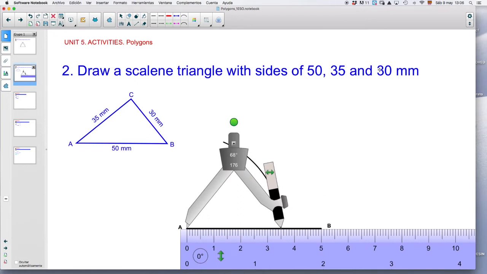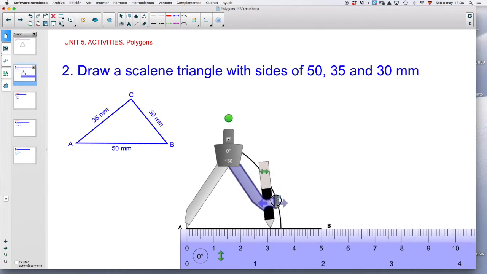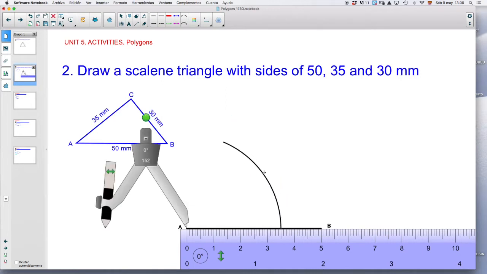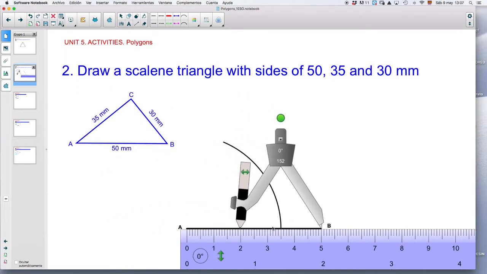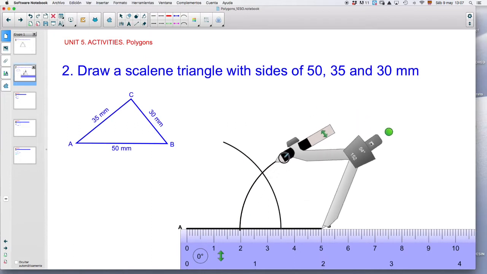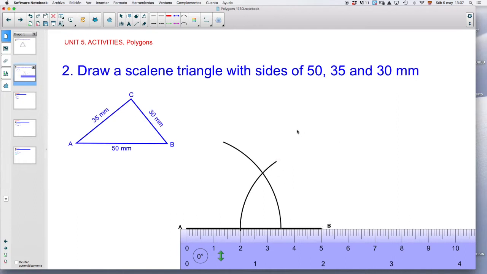Open your compass 30 millimeters. Set the needle on endpoint B and draw an arc. Where the two arcs intersect, you've got a point that fulfills two properties at the same time, being at a distance 35 from A and at a distance 30 from B. This is the top vertex of the triangle. Just connect them with the ruler. Name the vertex.